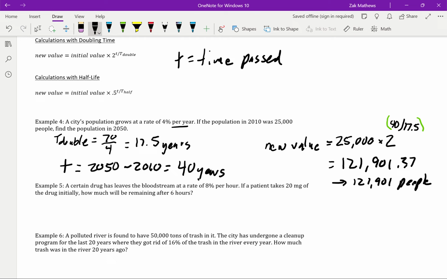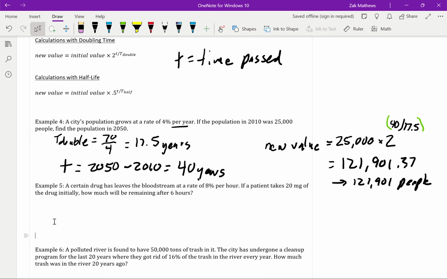Let's think about if that makes sense. We knew the population would double every 17.5 years. That means in 40 years it will have doubled twice. We started with 25,000 people, double that, that's 50,000, double it again, it's 100,000. So we knew it was going to be over 100,000 because it has to double every 17.5 years, so it's doubled twice. Didn't double 3 times, so we wouldn't have expected 200,000. So this answer seems very, very reasonable. The nice thing about that doubling time is it gives us something that has to work within reason.